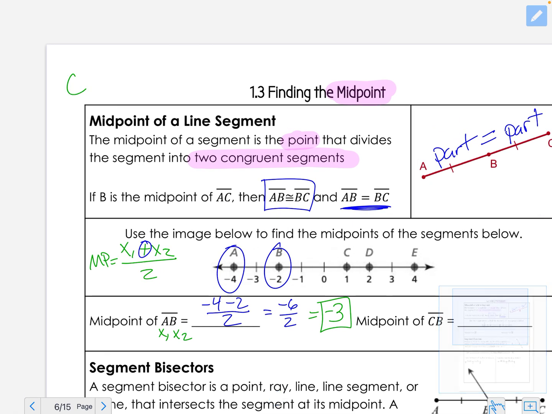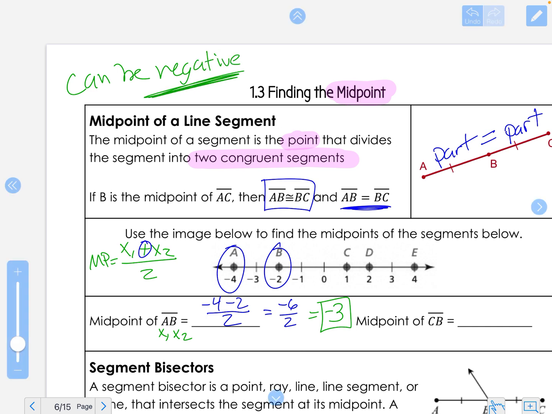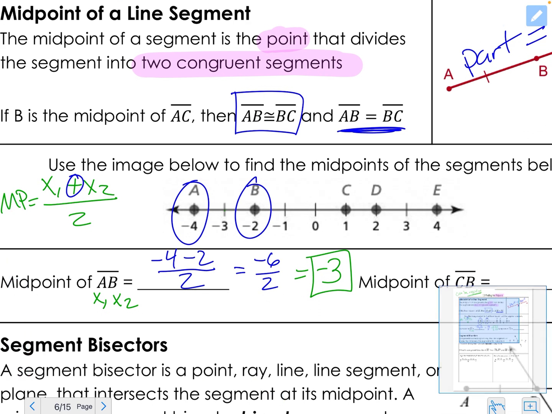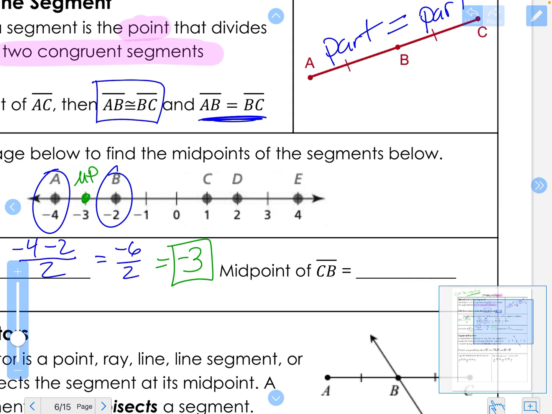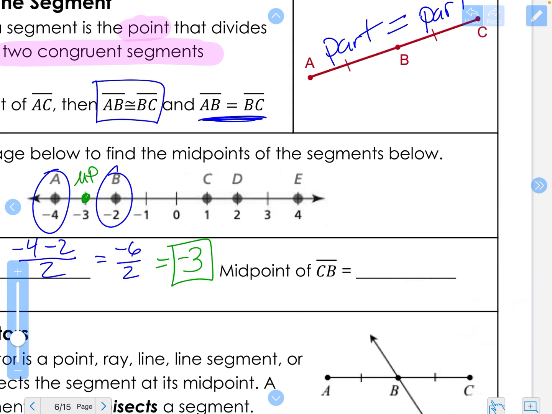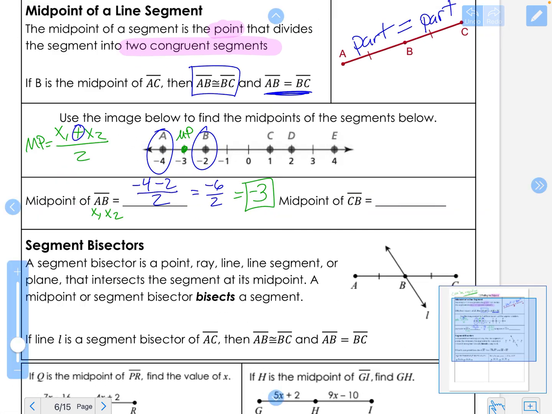Midpoint can be negative. That's a huge difference that we need to understand from distance. Midpoint oftentimes will be negative. Distance will never be negative. So our midpoint of AB is going to be -3, and if we look at our number line, it fits perfectly. Now I want you to try to do the midpoint of CB on your own and check it with the class completed notes.